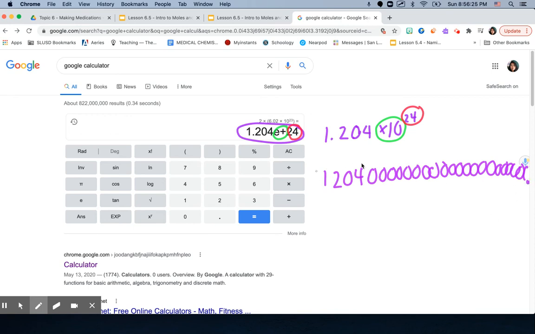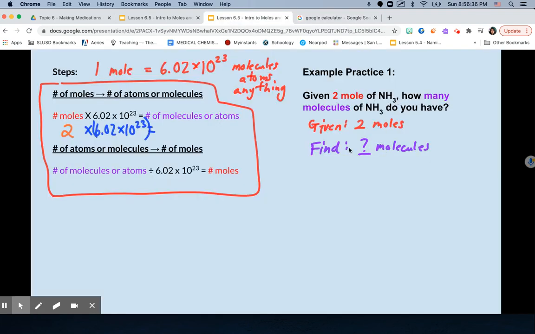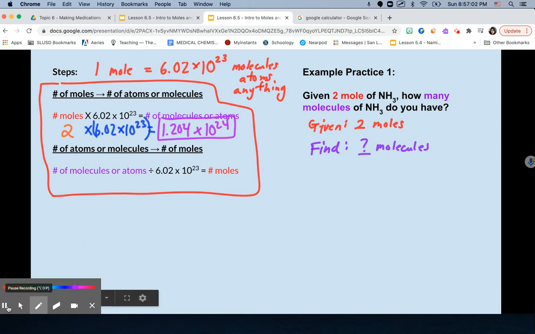So instead of writing it this way, you can just write it out this way as it shows up on the calculator. So my answer for this one is going to be 1.204 times 10 to the 24th. Box my final answer. For these, I would also write down an example problem of what buttons to press in the calculator if you're not super familiar with it. And if you are, then don't worry about writing it down.